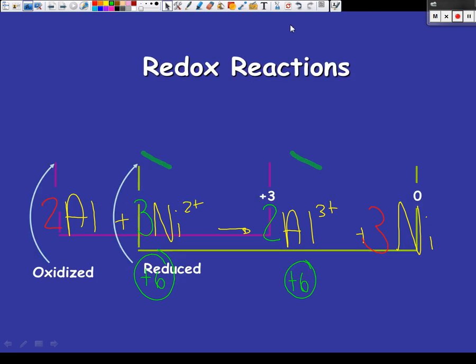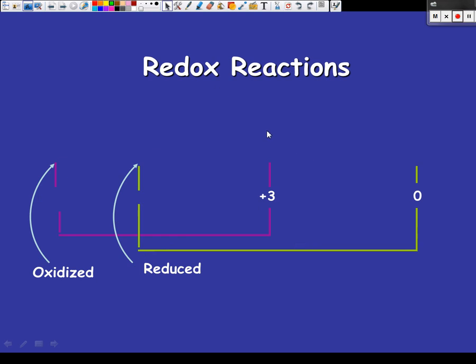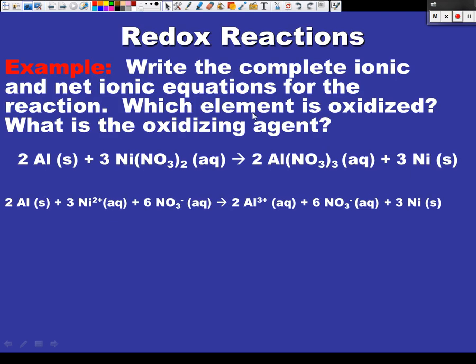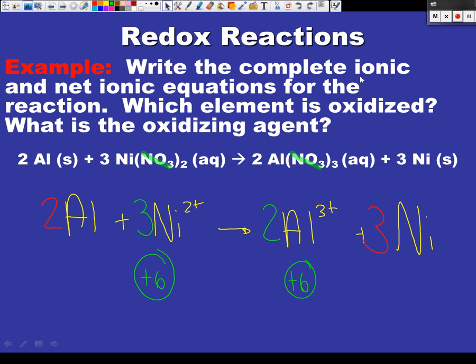There's your answer. So let's talk about what reduced. Let me actually back up so I can get my answer back up here. So now we need to talk about what reduced and what oxidized. So again, I always start with reduction, and reduction is a what? A gain, but it drops in charge. So aluminum went from 0 to 3 plus. Nickel went from 2 plus to 0. So which one dropped? Nickel.